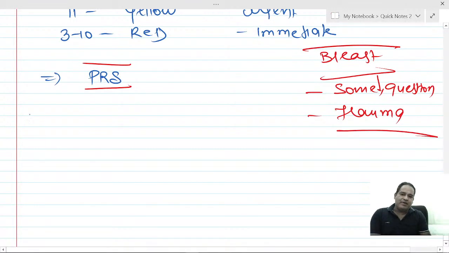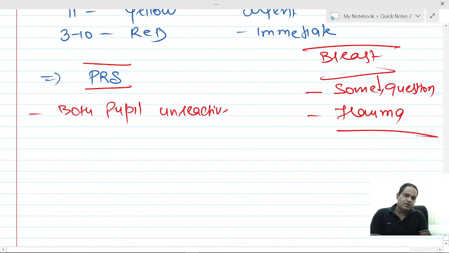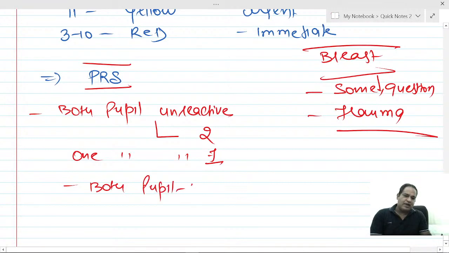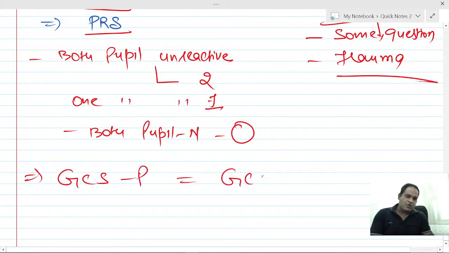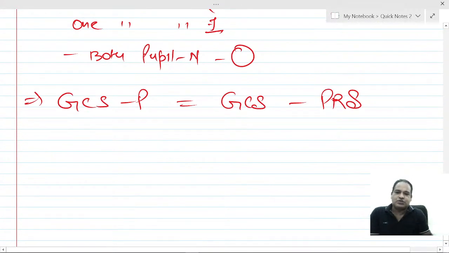Fine. Pupil reactivity score. If both pupils are unreactive, the score will be 2. If one pupil is unreactive, the score will be 1. If both pupils are normal, the score will be 0. Another score is the GCSP score, that equals GCS score minus pupil reactivity score.